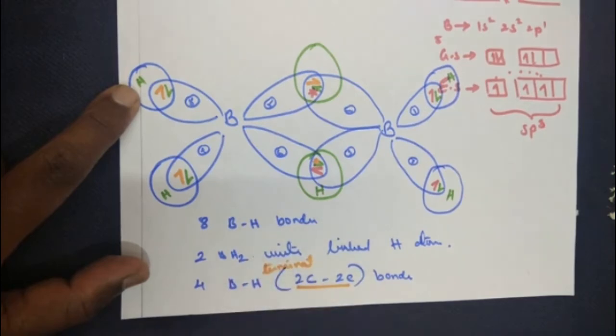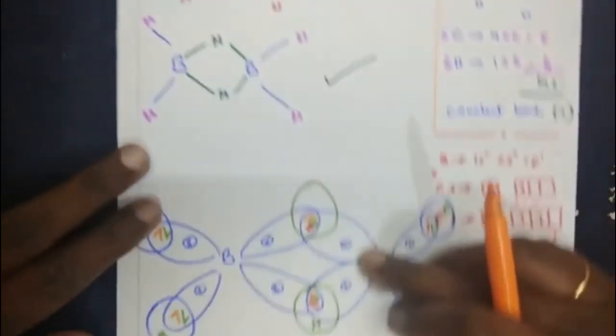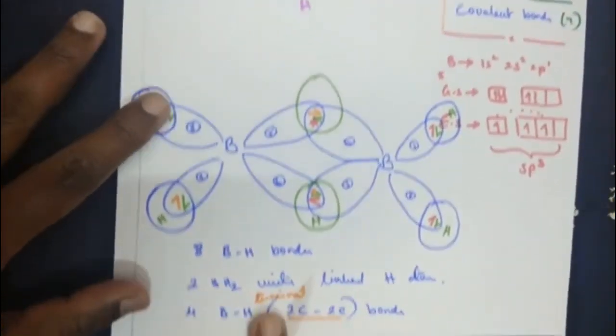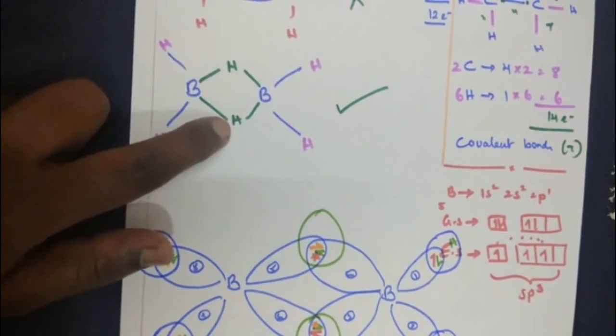Another name for terminal bonds is two-centered 2-electron bonds. So the terminal bonds we have explained. Let's move on to the bridge formation here. Now if you see the bridged bonds, this is called a terminal bond. How many bridged forms do we have here? 2 bridged forms we have.